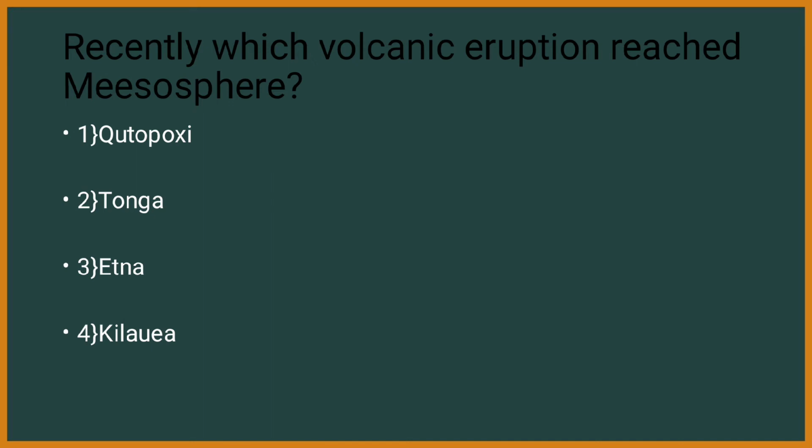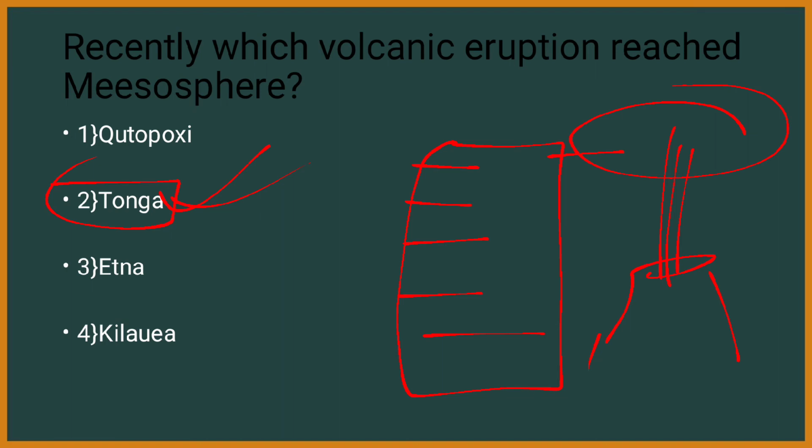Next question. Recently, which volcanic eruption reached the mesosphere? See, in the atmosphere there are types of layers, right? Troposphere, stratosphere, mesosphere, thermosphere, and ionosphere, and the rest is exosphere. The question is asking, there was a volcanic eruption which reached the mesosphere, and they are asking which was that volcano. Cotopaxi, Tonga, Etna, or Kilauea. The answer is Tonga. Tonga recently erupted and its fumes or ashes reached the mesosphere.